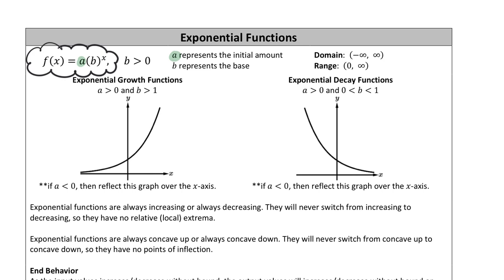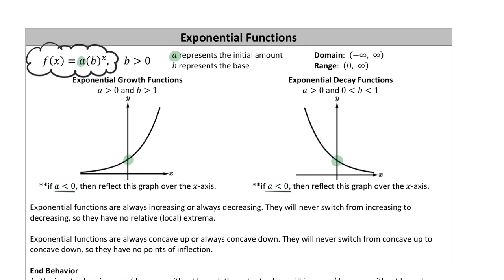For both of the examples that are shown here, the a value is greater than 0. So see how the y-intercept, or the initial amount, is above 0, above the x-axis? If a is less than 0, all that means is that the graph is going to reflect over the x-axis, or your initial value is going to be negative. So when you're sketching yourself a graph, you would graph it differently.